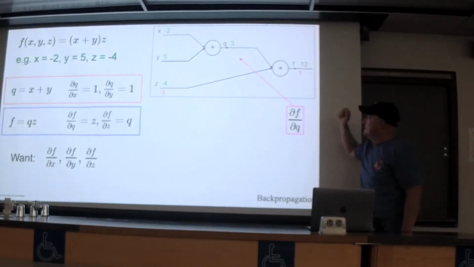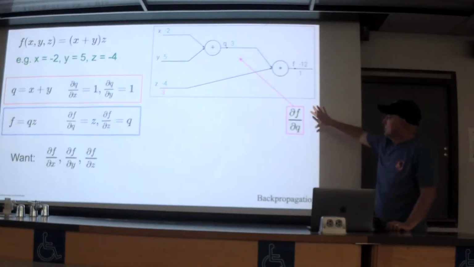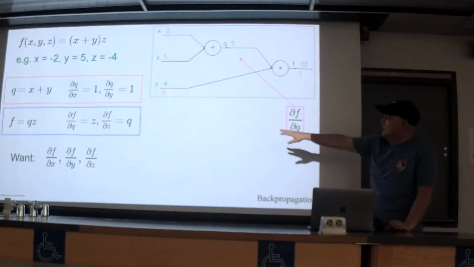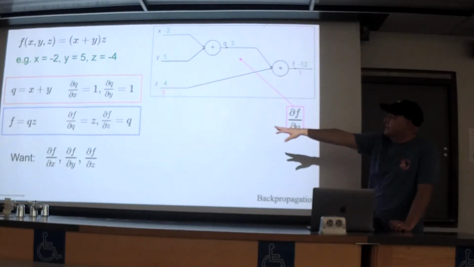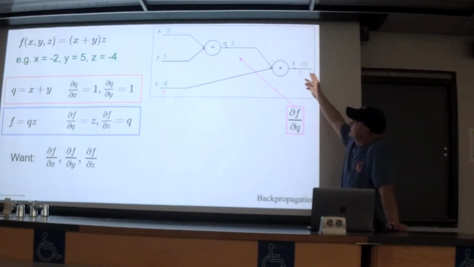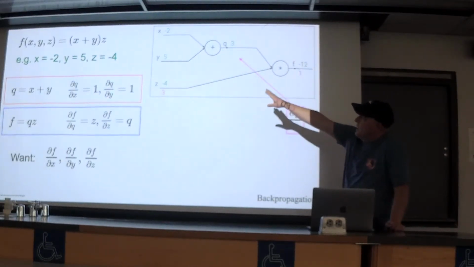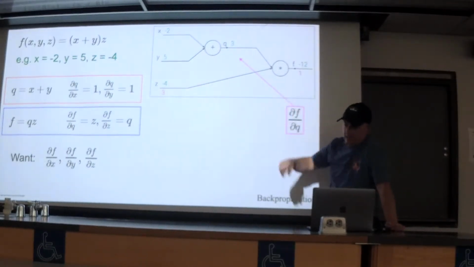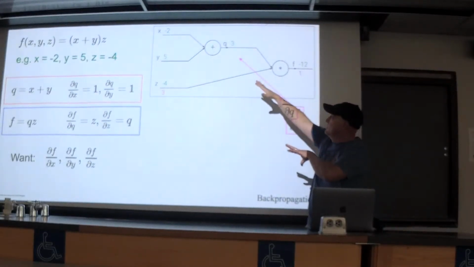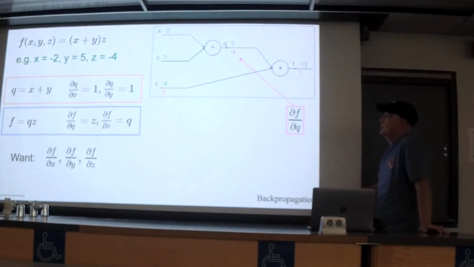So backpropagation says, let's work our way back from here to here. What is the partial of f with respect to q? Well, we've seen that it's z. And what's z in this case? Yeah, z is the full output of this, and it's -4. So this partial derivative at our inputs is -4. Okay, so we have a -4 there.